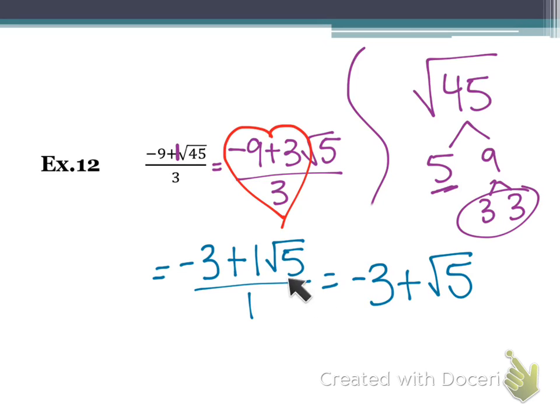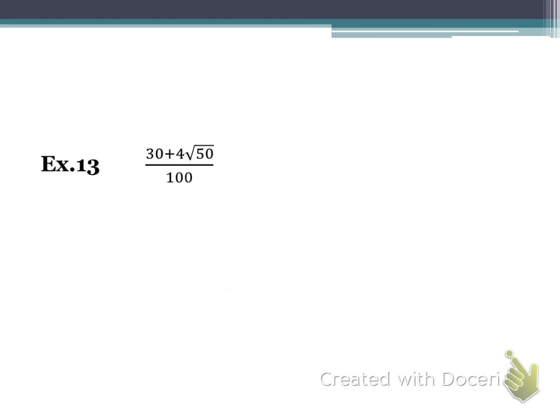But either way you write it, this first way that we have it is fine. If you want to go this way, that's probably what you would see in a textbook. That's also fine. They mean the same exact thing. Questions, concerns? No. Okay.